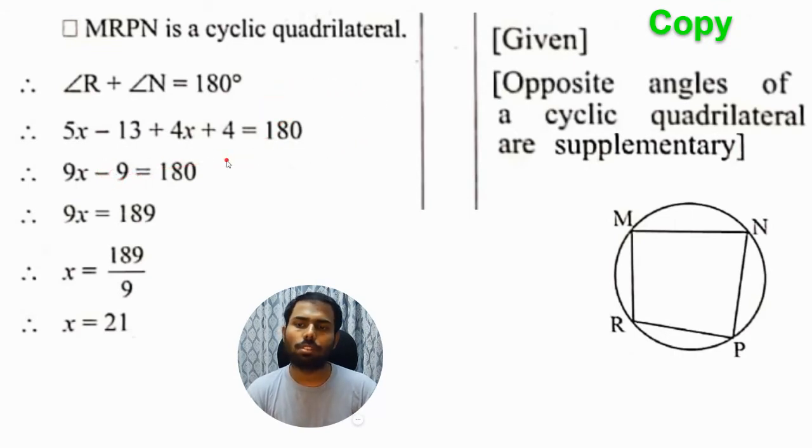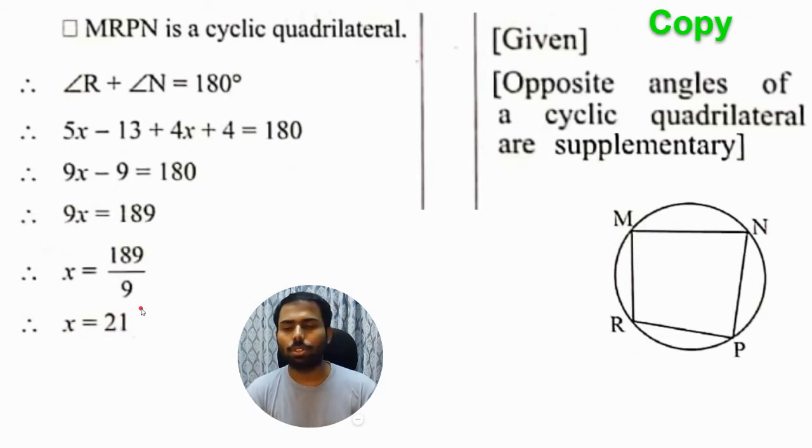You minus 9 को उस तरफ लेके जाओ. So minus 9 का plus 9 हो जाएगा. 180 plus 9 will become 189. Now यहाँ पे 9 है, 9 यहाँ पे multiply हुआ है, वहां पे जाके divide हो जाएगा. So 189 divided by 9 comes out to be 21. So x is equal to 21.